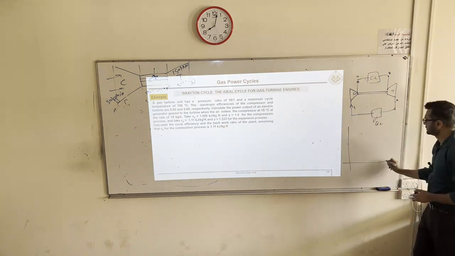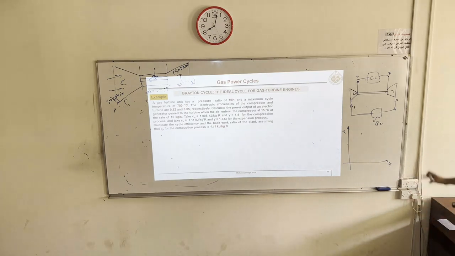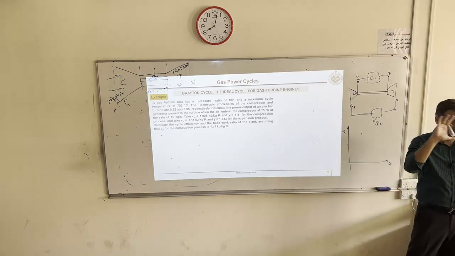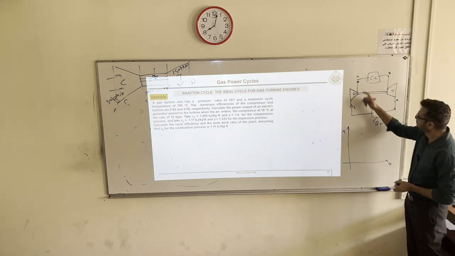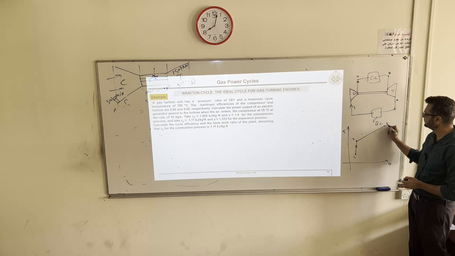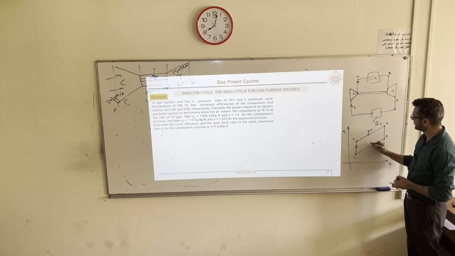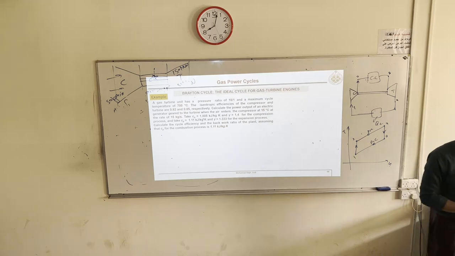Also show it on a TS diagram. PV we normally do not use for these diagrams. TS is better. PV is used for the cylinder piston mechanism, where you have those reciprocating type of engines, and PV gives you much better imagination about what is happening. Here TS is enough. 1 to 2, 2 to 3, 3 to 4, 4 to 1, constant pressure. So isentropic compression and isentropic expansion.